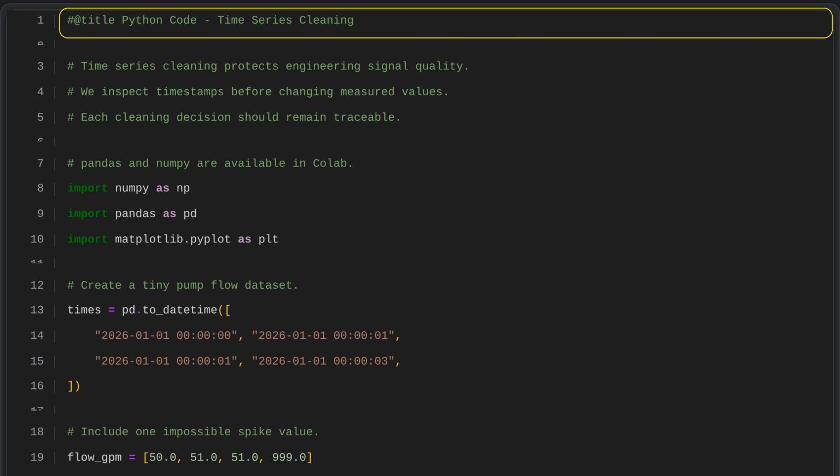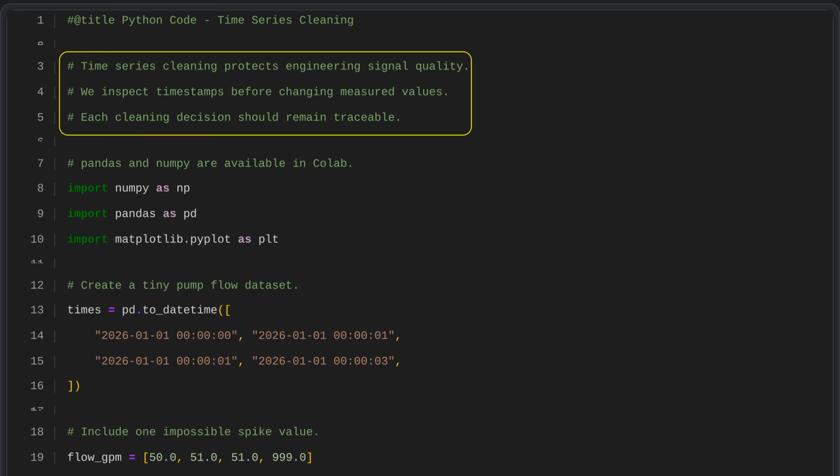Python code, time series cleaning. Time series cleaning helps protect the quality of engineering signals. Before changing measured values, first check the timestamps and make sure every cleaning decision can be traced later.